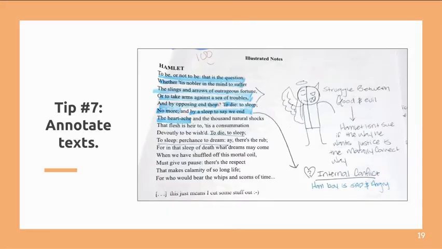Tip number 7, annotate texts. Teach students to actively engage with text by annotating. Offline, students highlight key ideas, write summary sentences, define vocabulary, and draw quick visualizations to annotate. Students can use the same strategies when working online on Google Docs, slides, or on PDFs. See our tutorials on the resources page for different options.